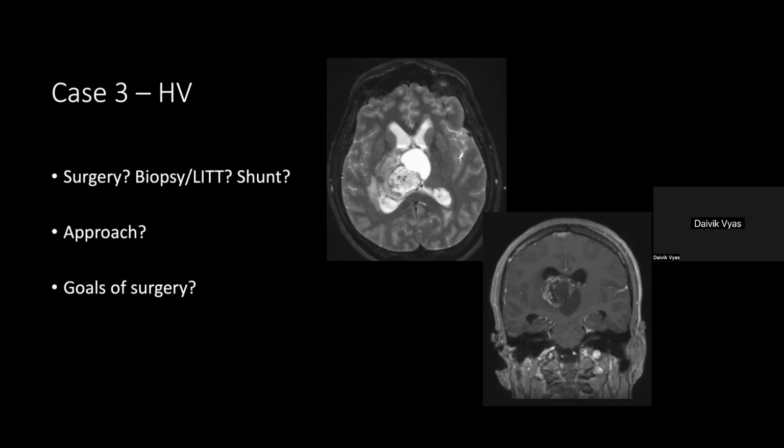Obviously, if they have an EVD in place, they may be reliant on CSF diversion. Consider doing an ETV with a biopsy. The other consideration is also doing LIT with the biopsy. I wouldn't necessarily be aggressive about doing surgery for resection of the mass, given its location. Would need to know his prognosis overall as well.